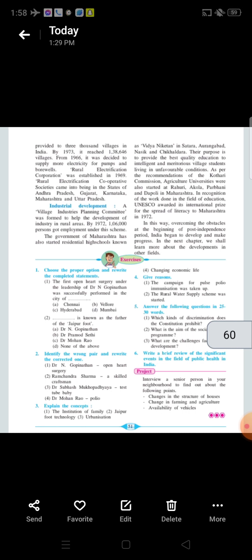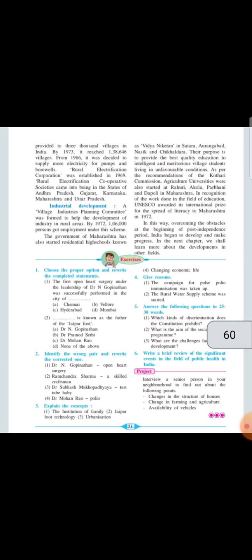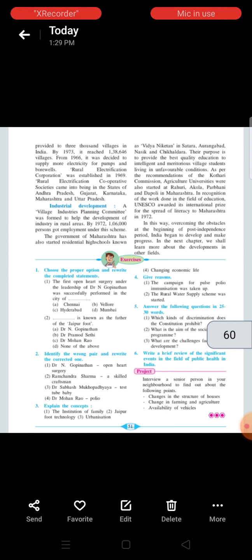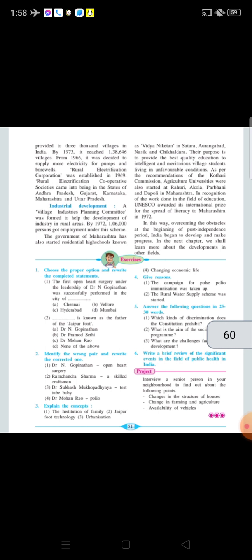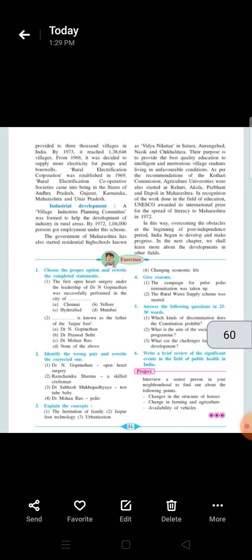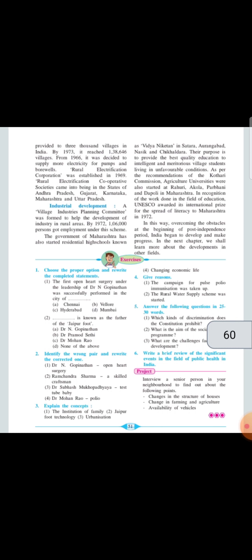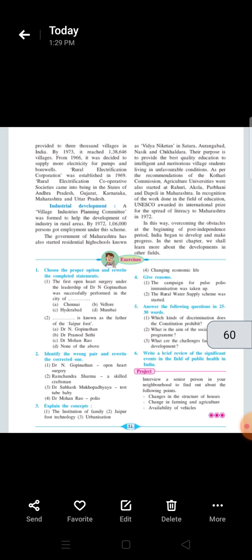conditions. As per the recommendations of the Kothari Commission, agriculture universities were also started at Rahuri, Akola, Parbhani and Dapoli in Maharashtra. In recognition of the work done in the field of education, UNESCO awarded its international prize for the spread of literacy in Maharashtra in 1972. So in this way, overcoming the obstacles at the beginning of the post-independence period, India began to develop and make progress. In the next chapter, we shall learn more about developments in other fields.